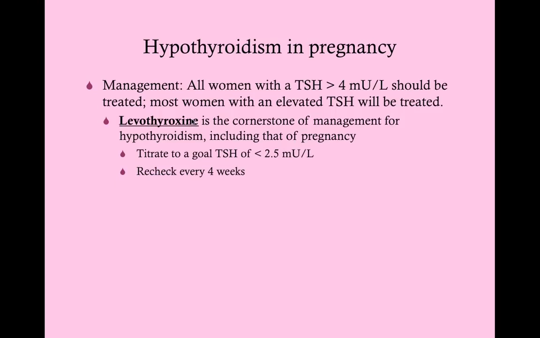On the test, you'll have a very obvious case. So they'll have a TSH of like 7. And those patients will be treated with levothyroxine, just like anybody else, Synthroid, which we give to anybody with hypothyroidism. And we want to titrate down to a TSH of 2.5. And we'll recheck that every 4 weeks because her requirements may change as the pregnancy progresses.